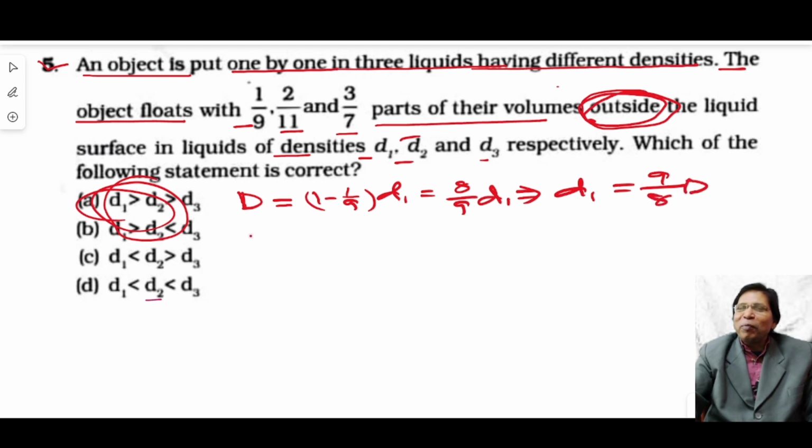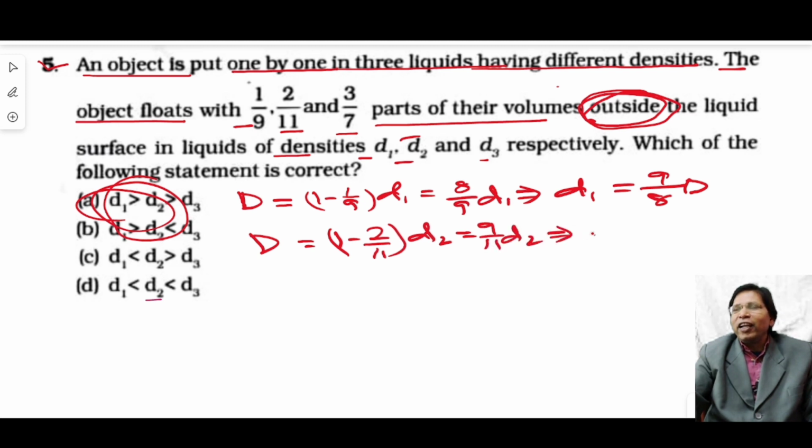In the same way, for the second liquid, capital D equals 1 minus 2 by 11, a very important relation it is, times d2. Therefore, this is 9 by 11 d2. Okay. So from here, d2 equals 11 by 9 D. So from observation, d2 is greater than d1.